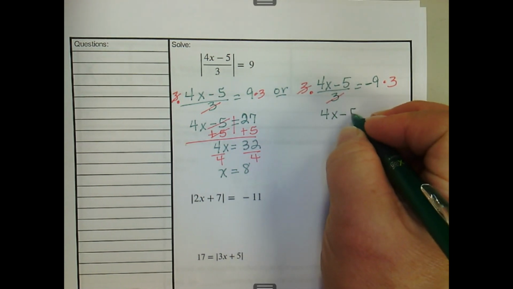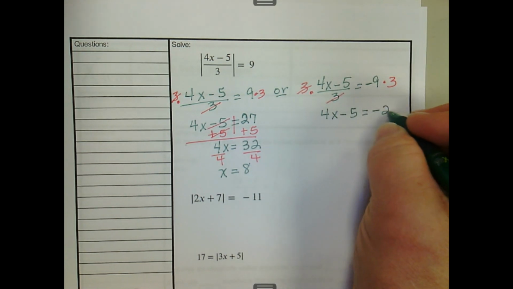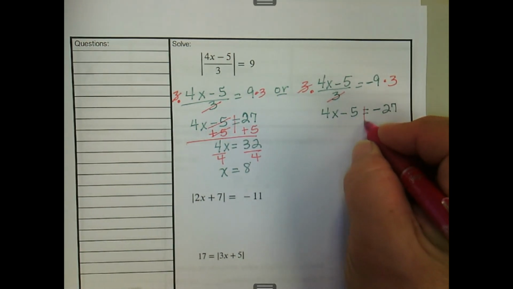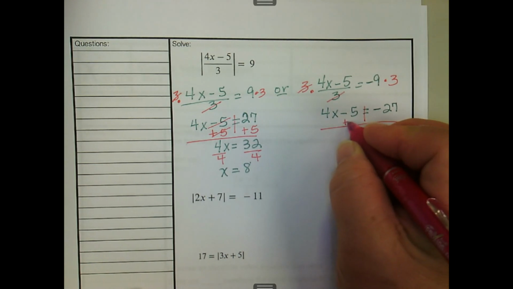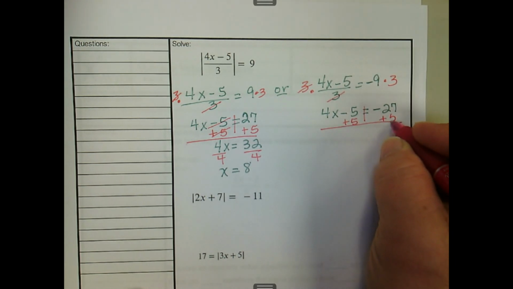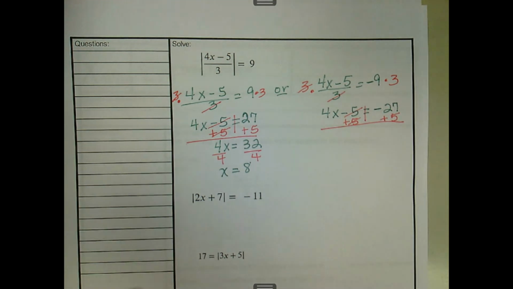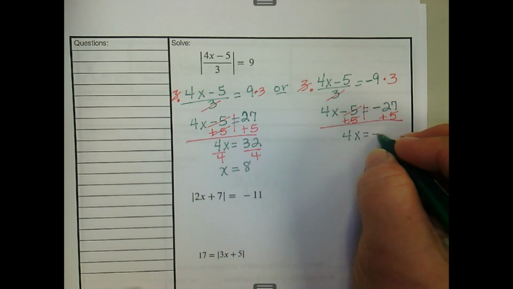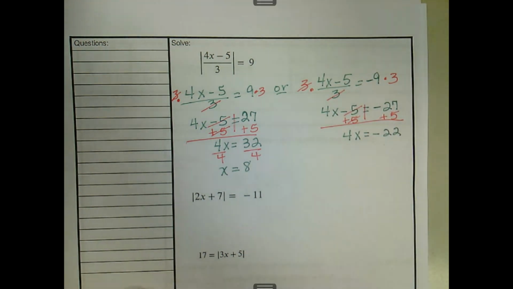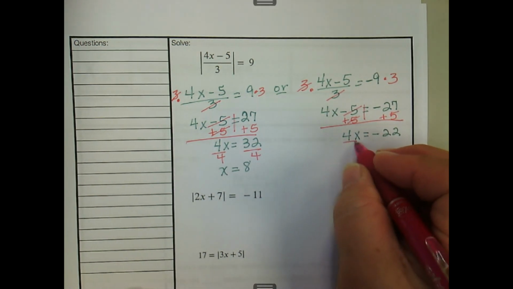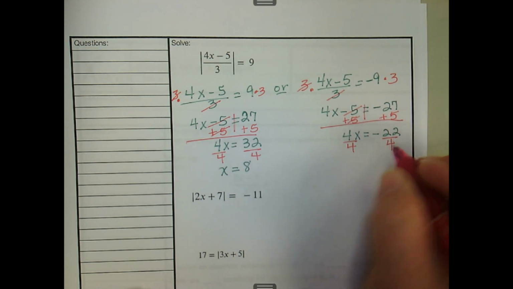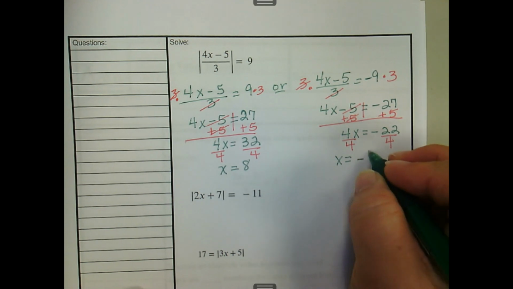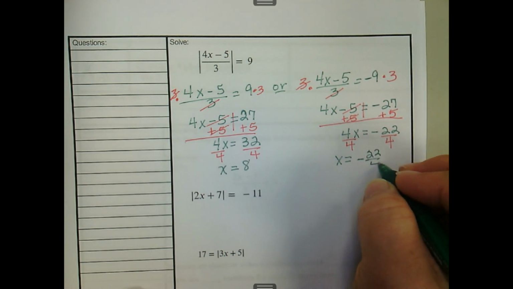4x minus 5 is equal to negative 27. Add 5. Negative 5 and 5 is 0. I've gotten rid of it there. 4x is equal to negative 22. Divide by 4. x is equal to negative 22 over 4.